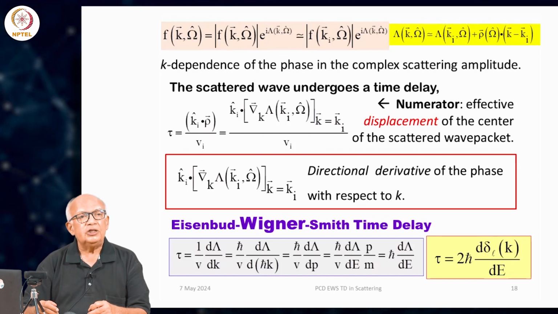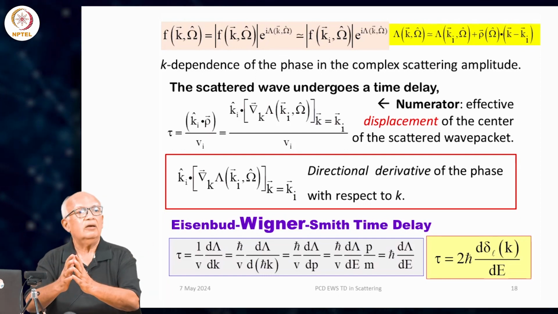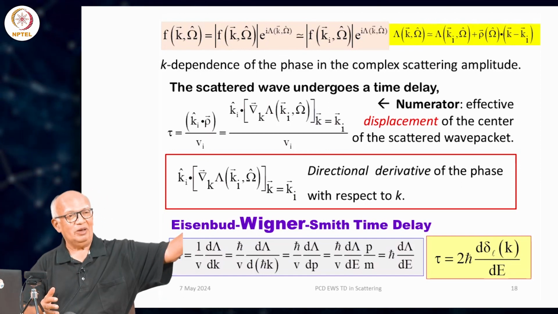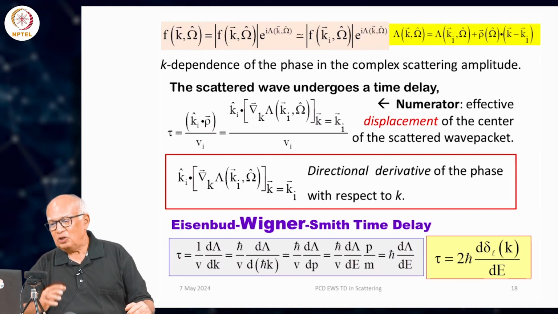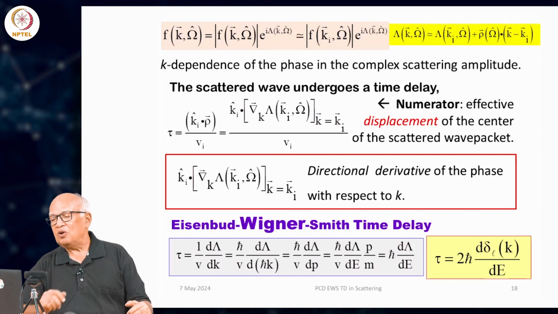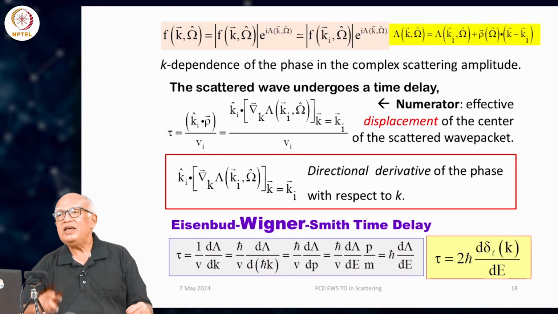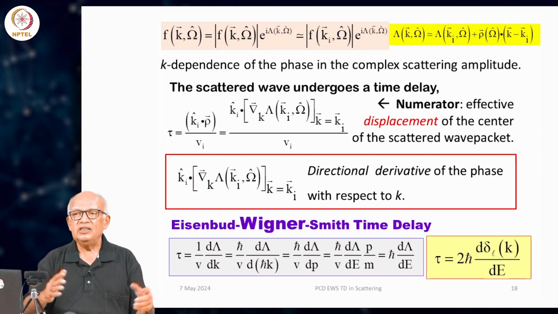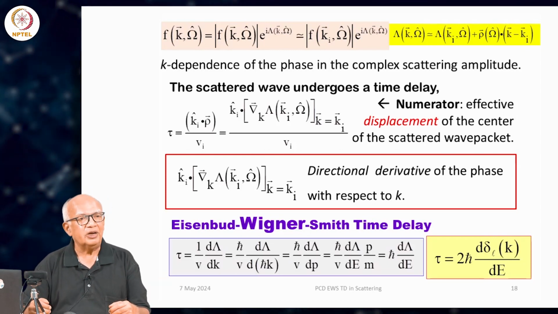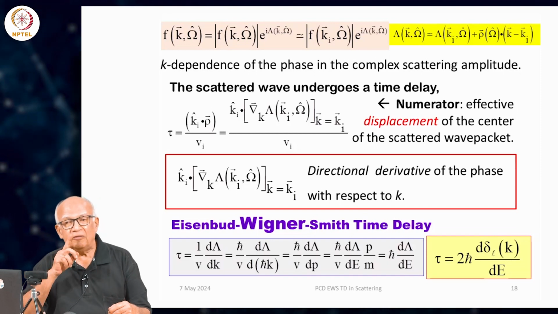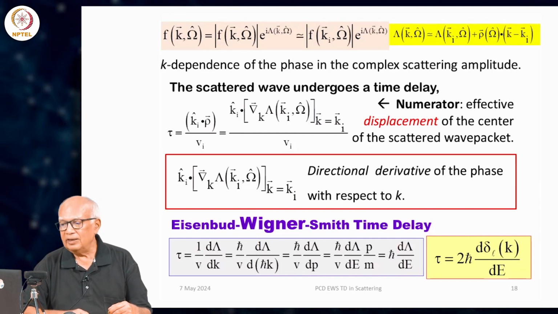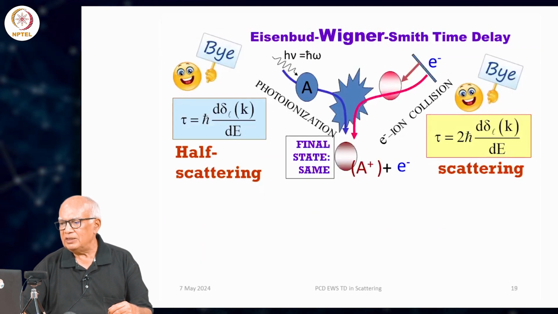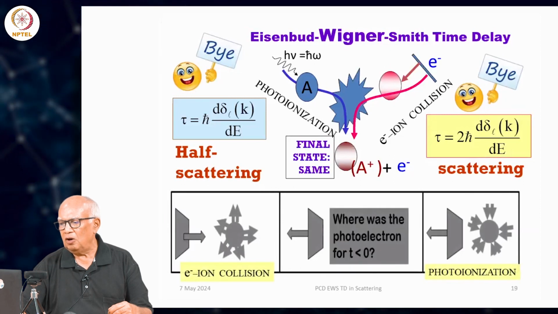Because in photoionization you do not have an incoming wave, you have only the scattered wave. So, the photoionization time delay is not twice h cross d delta by dE, but it is only h cross times d delta by dE, it is half of this. Photoionization is sometimes regarded as half scattering, and that is where the factor of 2 has to be taken care of. So, I will leave you with these thoughts. This is our overall picture.